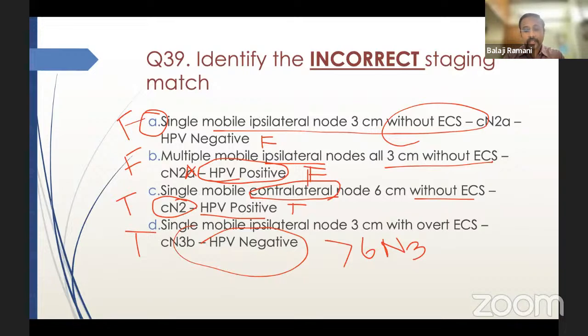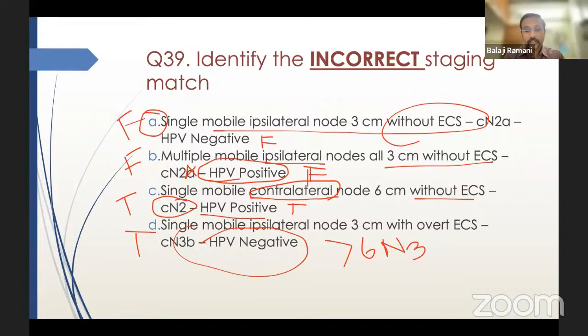So all other head and neck, as I said, ECS, clinical. Look at whether ECS is there. If it is there, straight away it goes to N3B. Then you look at the size. Size is less than or more than 6. More than 6, it is N3A. If it is not these two, then you look at N1.